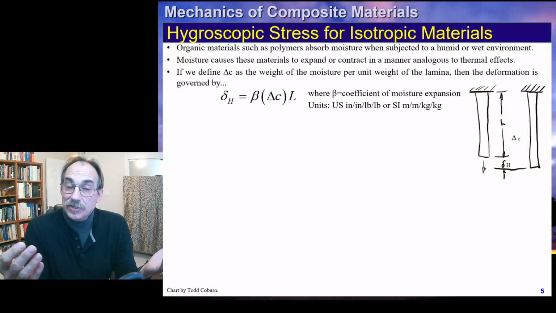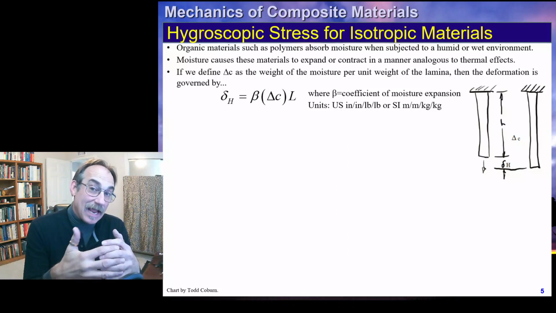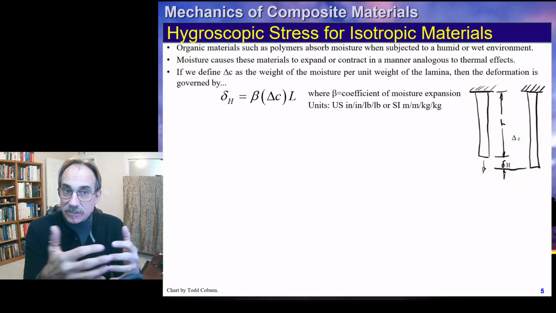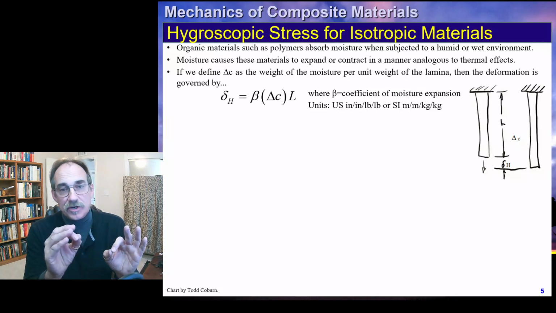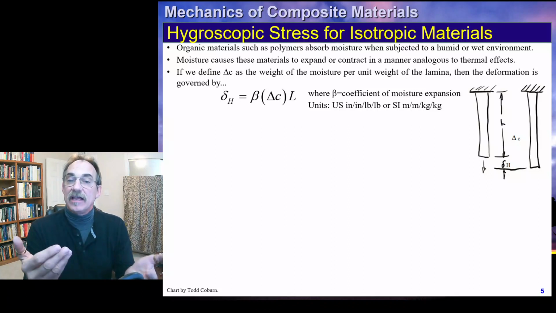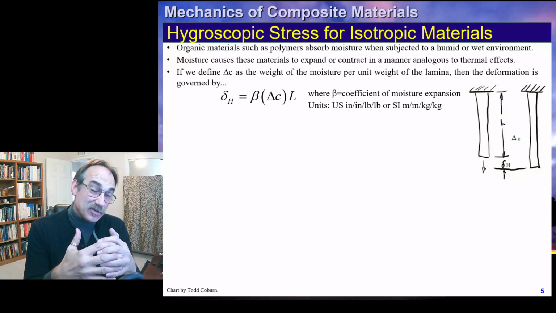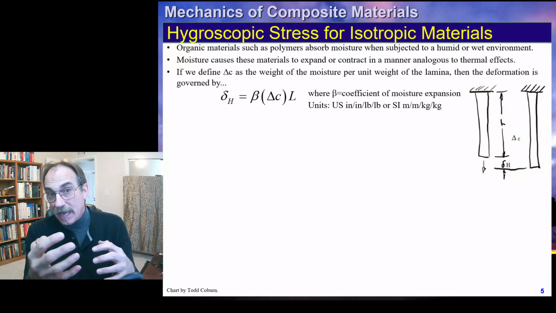The reason we didn't deal with hygroscopic or moisture-related effects before is that most of the isotropic metals that we deal with don't absorb moisture. Hence, it's a non-issue. But when we start talking about organic materials, many of the composites we're going to deal with are made of organic materials that do absorb moisture, and this can actually be a significant effect, not only affecting the strength, but also affecting the behavior.